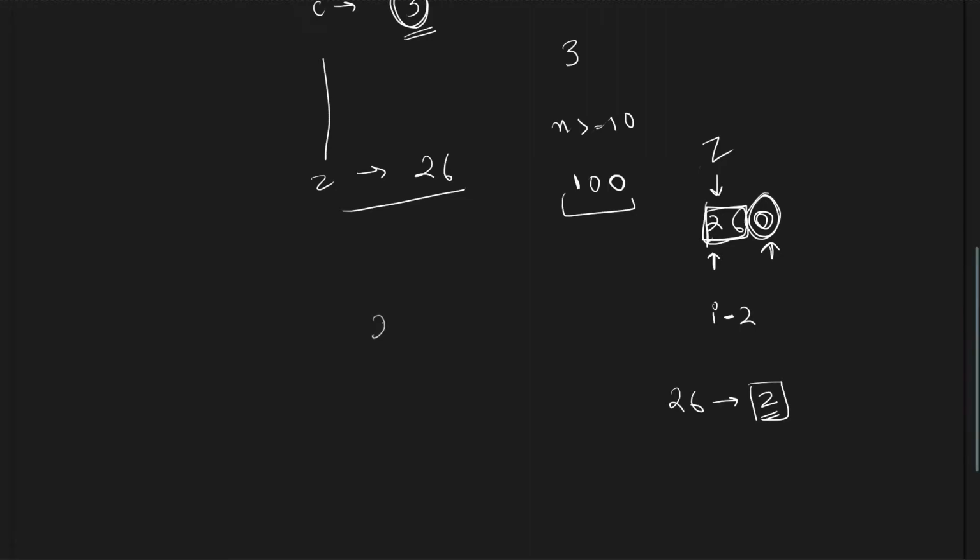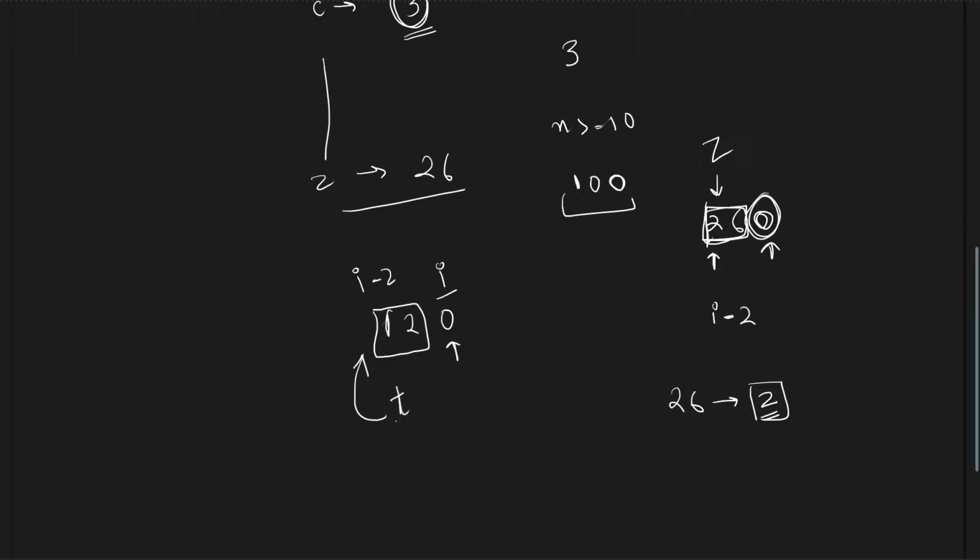For example, if it was written 120, then I have found a 0 at the ith position. I'll go to the i minus 2th position. So this will be the i minus 2th position. So I'm storing this particular value as an integer in a string called t.